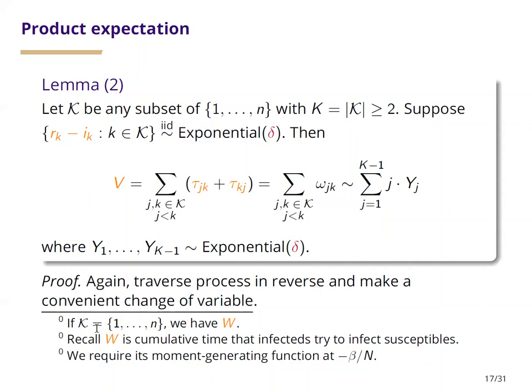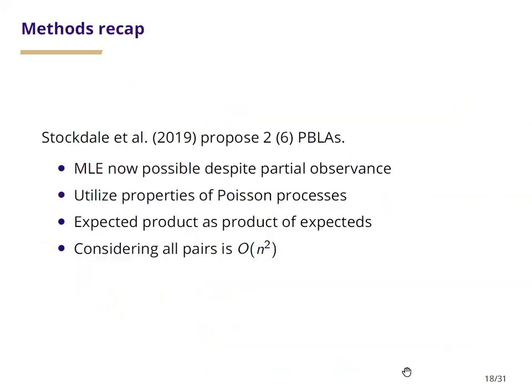Now, if we consider this subset script K to be all of the infecteds, well, we've arrived at W, which was the cumulative time that infecteds try to infect susceptibles. So with this exact distributional result, we can arrive at the moment generating function at negative beta over n.